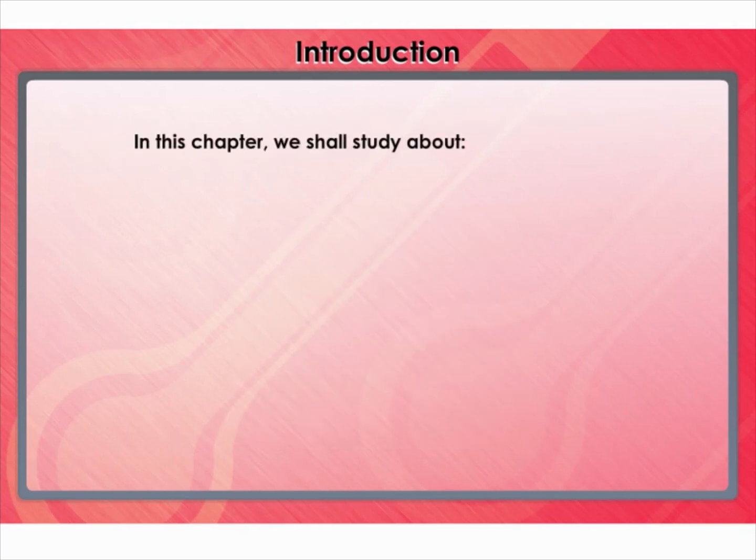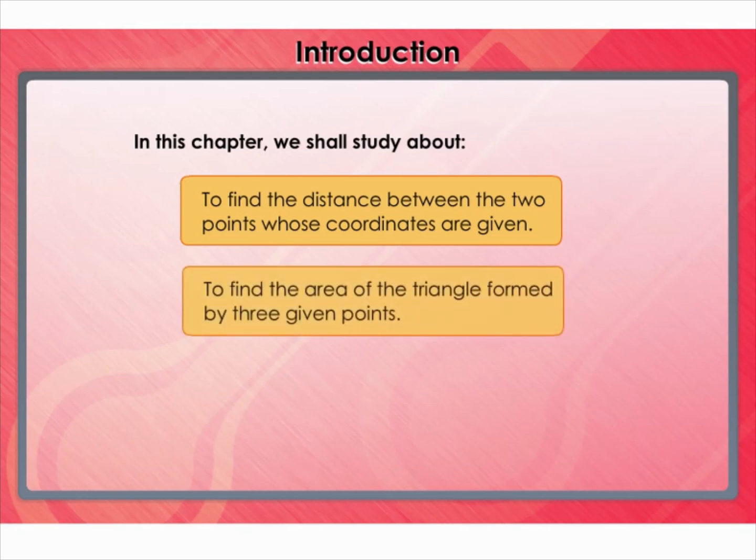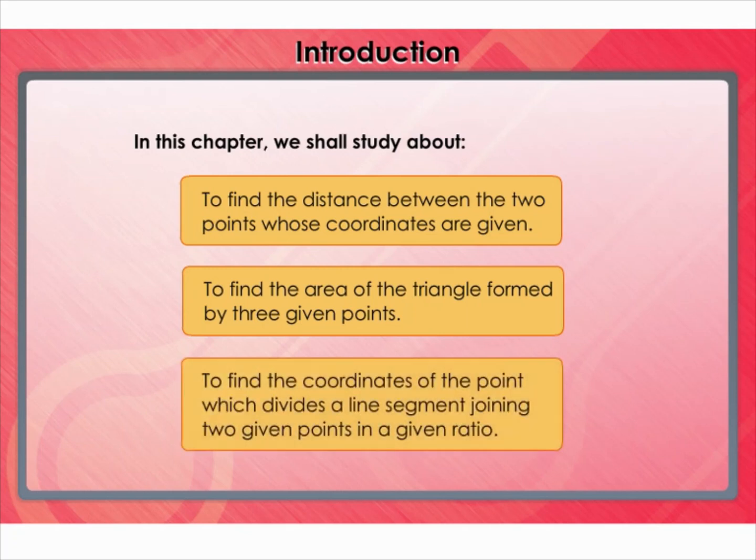In this chapter, we shall study to find the distance between the 2 points whose coordinates are given, to find the area of the triangle formed by 3 given points, and to find the coordinates of the point which divides a line segment joining 2 given points in a given ratio.